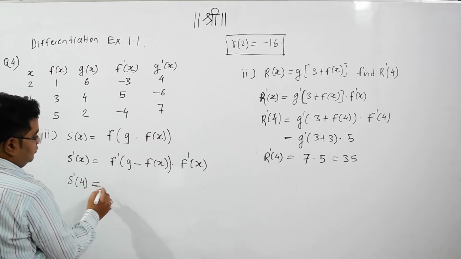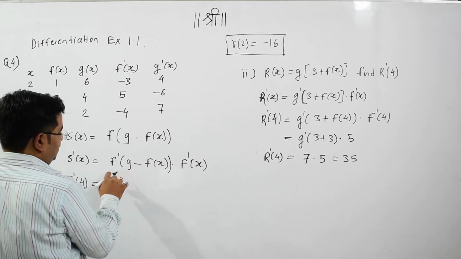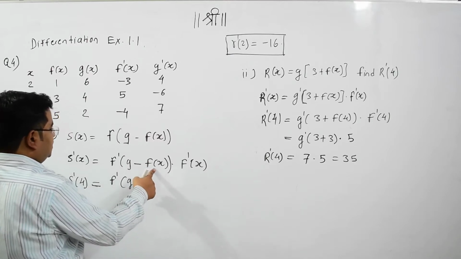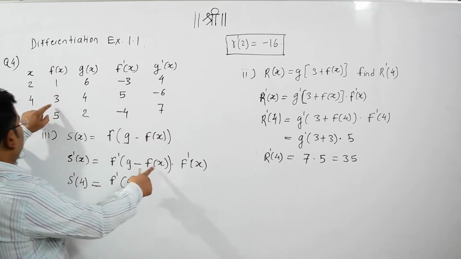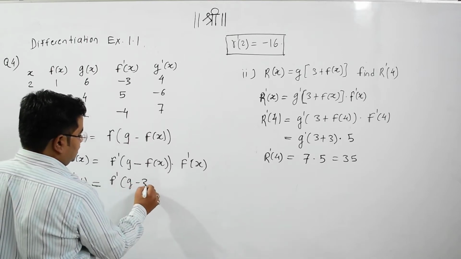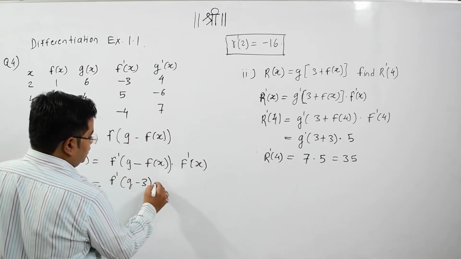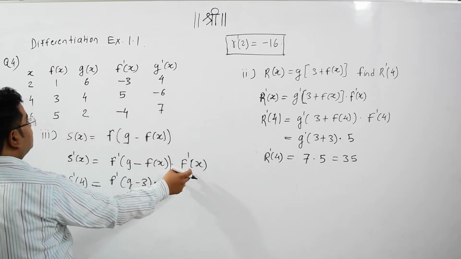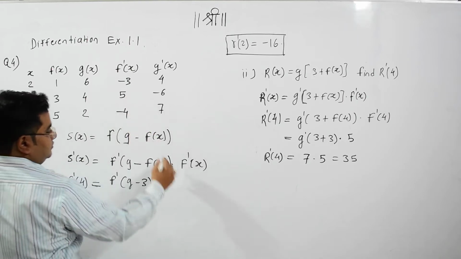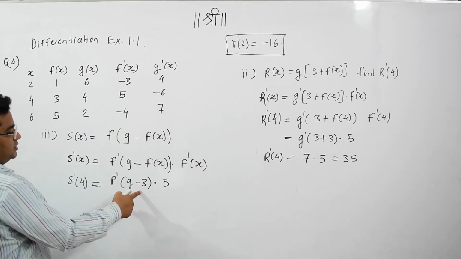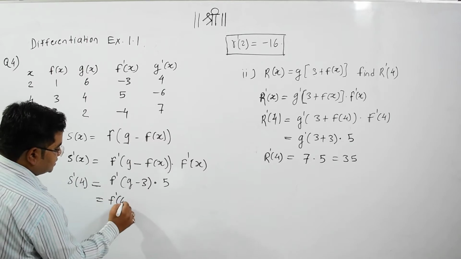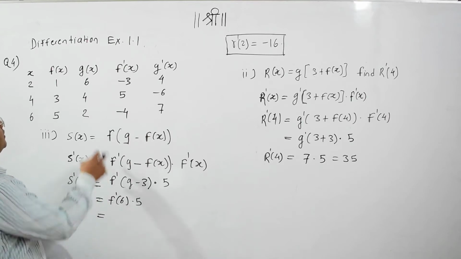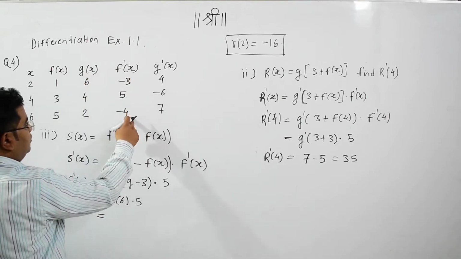Now substituting this value, what will we get? So we will get some interesting parameter. What is that? f dash of 9 minus, what is the value of f of 4? f of 4, I am doing it directly, is 3. So this will be 3 dot, what is the value of f dash of 4? f dash of 4 is equal to 5. So substitute it. So 9 minus 3 will be 6. So f dash of 6 dot 5 is equal to, now what is the value of f dash of 6? f dash of 6 is nothing but, over here, minus 4.